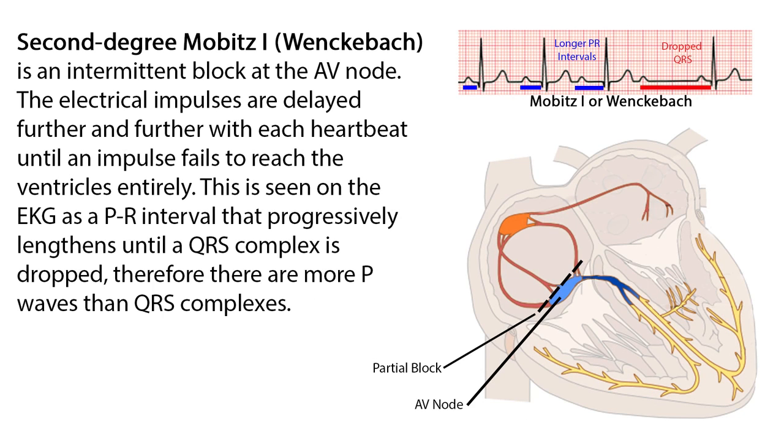Second degree Mobitz I or Wenckebach is an intermittent block at the AV node. The electrical impulses are delayed further and further with each heartbeat until an impulse fails to reach the ventricles entirely. This is seen on the EKG as a PR interval that progressively lengthens until a QRS complex is dropped. Therefore, there are more P waves than QRS complexes.